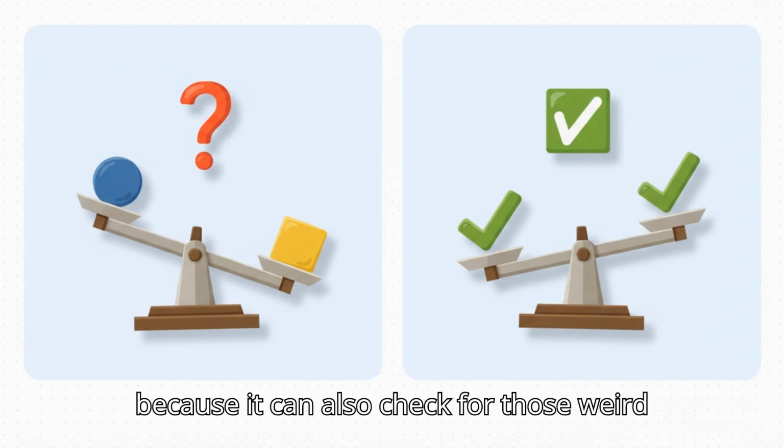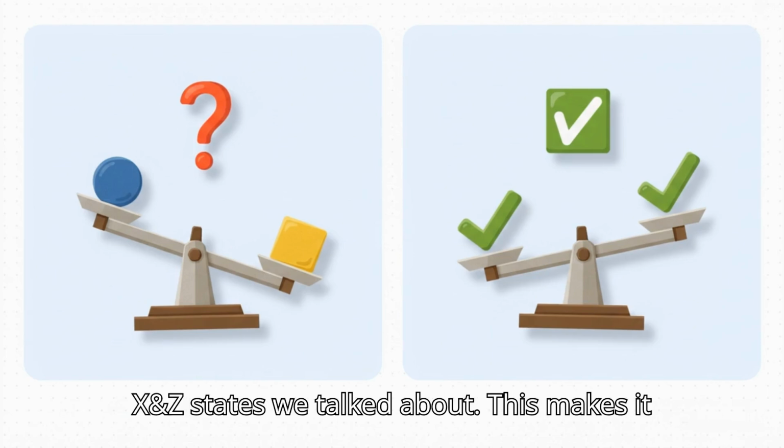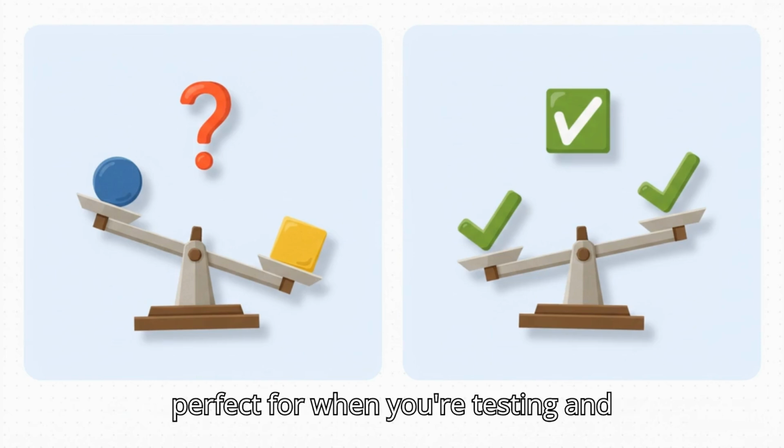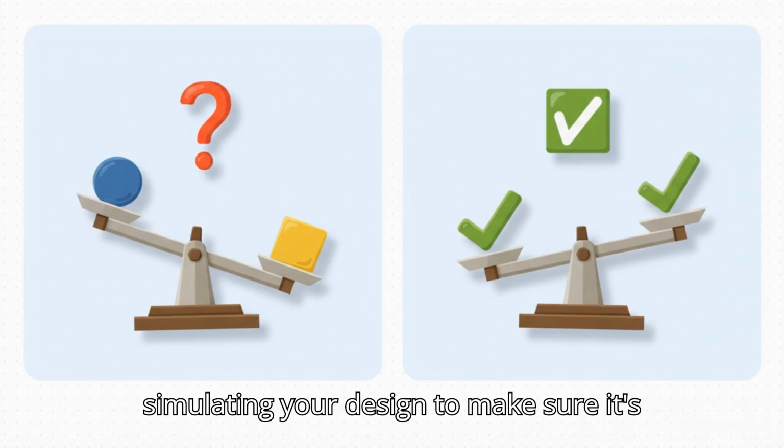It's much more strict because it can also check for those weird X and Z states we talked about. This makes it perfect for when you're testing and simulating your design to make sure it's perfect.